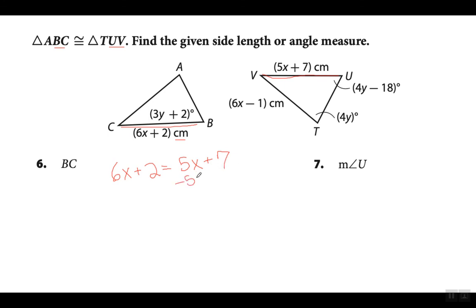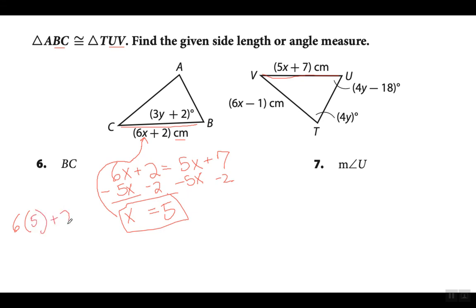Okay, I'm going to get all the terms with the variable to the left and the ones without a variable to the right. So x equals 5. Now to find out what BC is, I'm going to substitute by plugging in x equals 5 for x. So it's going to be 6 times 5 plus 2. That's going to be 32 is the answer. 32 centimeters.